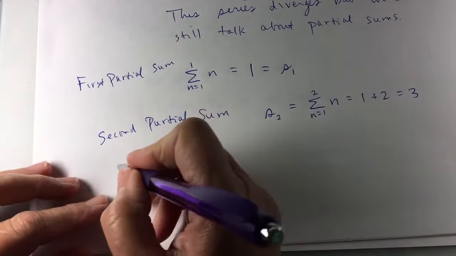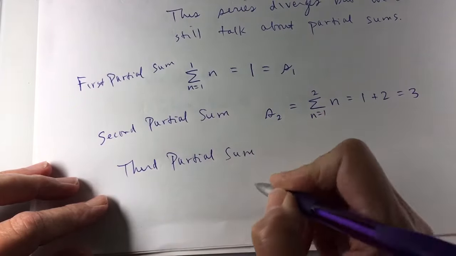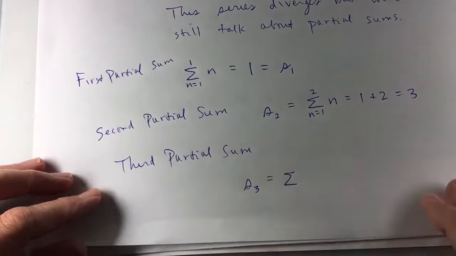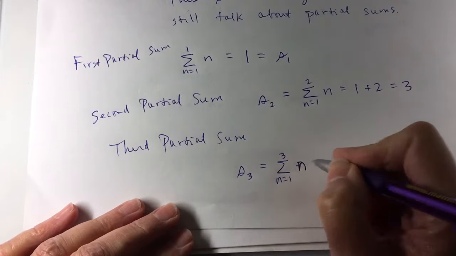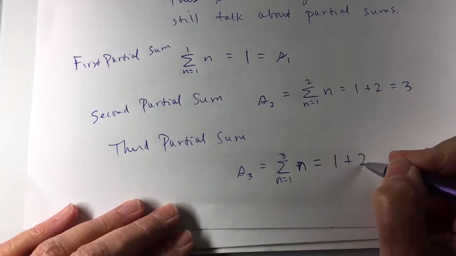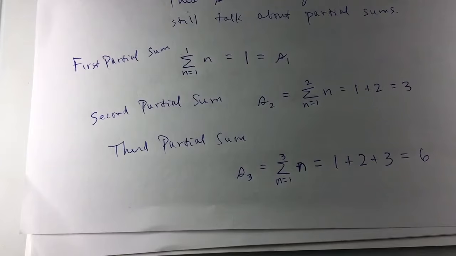What about the third partial sum? S sub 3 is the sum as n goes from 1 to 3 of n. So that's going to be 1 plus 2 plus 3, and that will be 6. So one thing I could do is look at some partial sums. In fact, I'm looking at a sequence of partial sums, and then we can kind of examine that sequence.